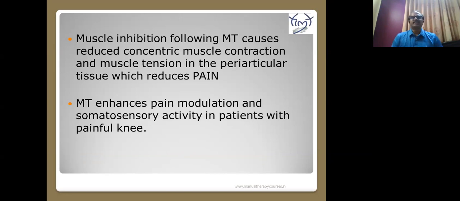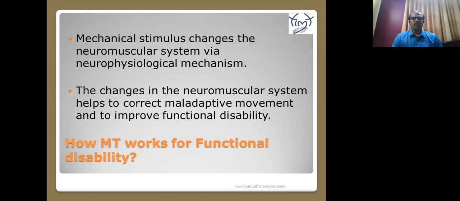So any painful knee can be treated, and all this we can say is an immediate impact. At the same time, it is not going to have a long duration effect; it is a short-lived impact from this mobilization. And how does manual therapy work for functional disability? When you say functional disability, we are working more on the neuromuscular system.